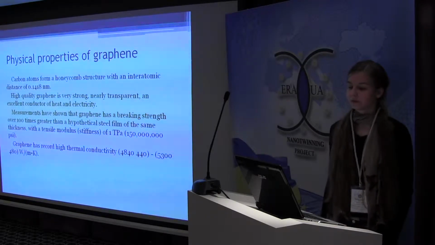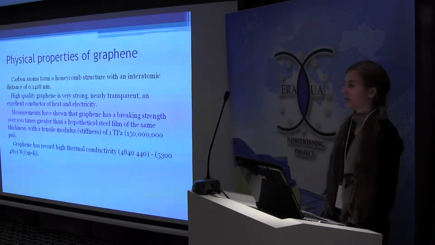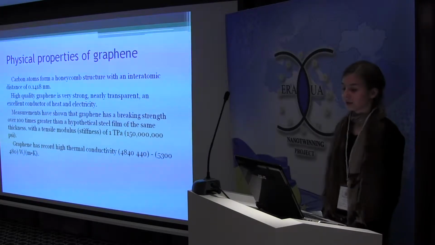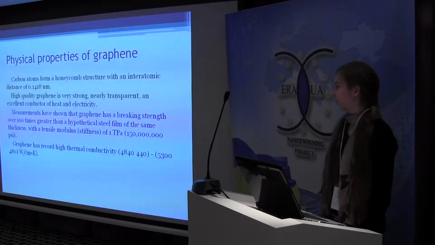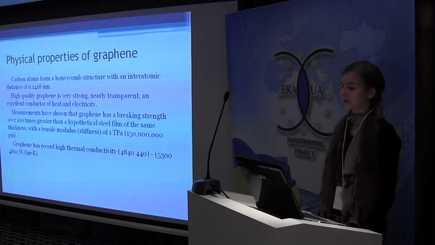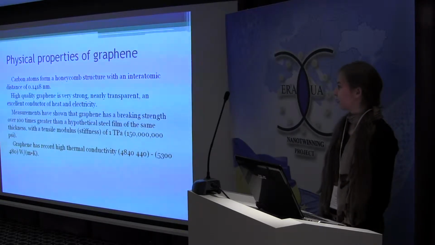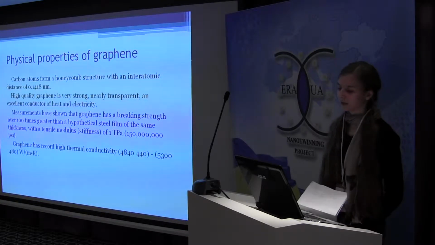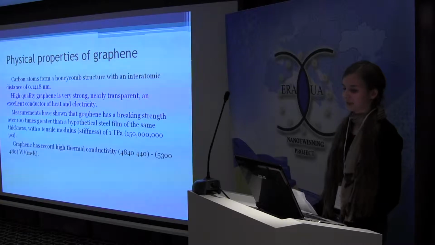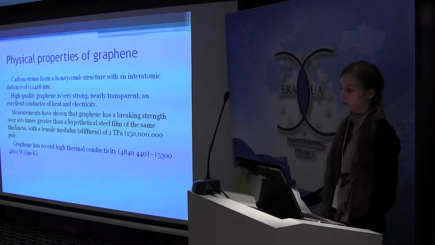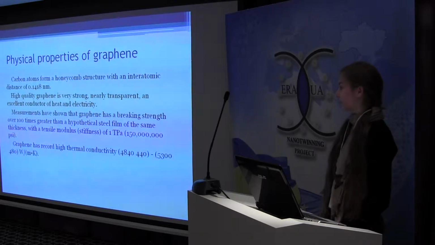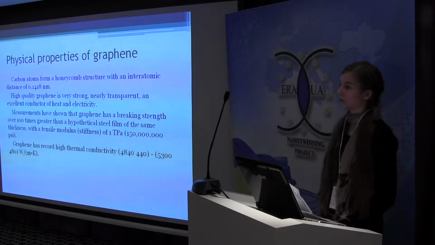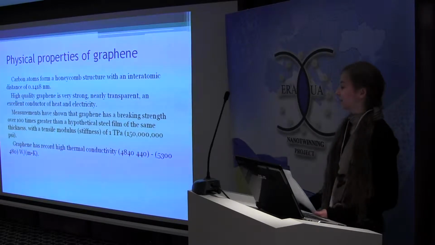Physical properties of graphene. High-quality graphene is very strong, nearly transparent, and an excellent conductor of heat and electricity. Measurements have shown that graphene has a breaking strength over 100 times greater than a hypothetical steel film of the same thickness, with a tensile modulus of stiffness of 1 terapascal. Also, graphene has a record thermal conductivity of about 5,000 watts per meter Kelvin.